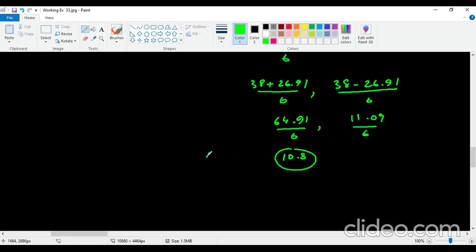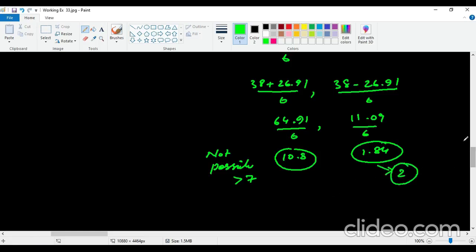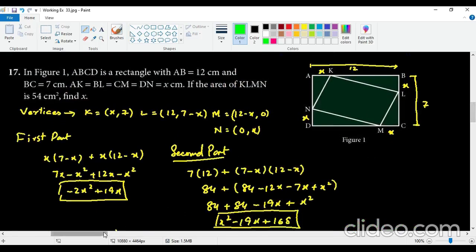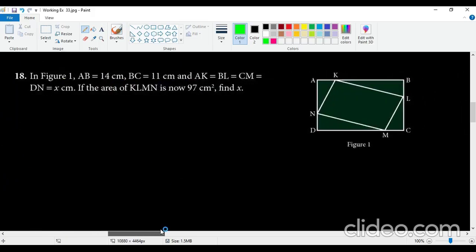Not possible because it is greater than 7. So the next value is 1.84, which is close to 2, which is an acceptable answer for this question. Moving on to question number 18, which is similar. Similar triangle is used, similar shape actually.